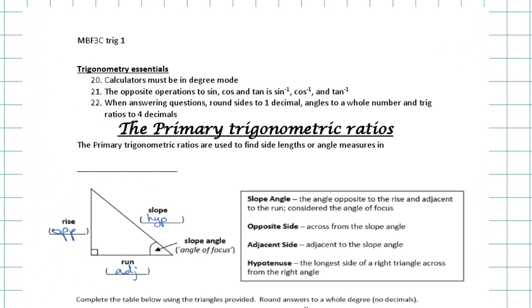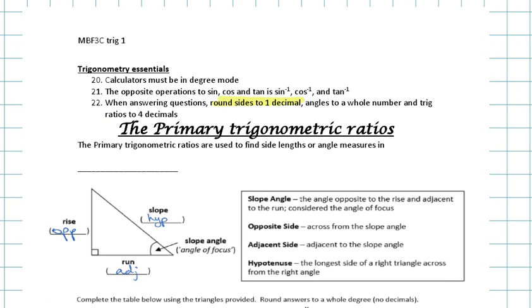Now, rounding, and this is very important, so can you pay attention here, please? Sides have to be rounded to 1 decimal place, so 1 point after the decimal. Angles, always to the whole number, so an angle should not be 25.5, it's 26 degrees. Sides, you can have it to 1 decimal. Angle should be to the nearest degree. Trig ratios, which we're going to talk about, are to 4 decimal places.